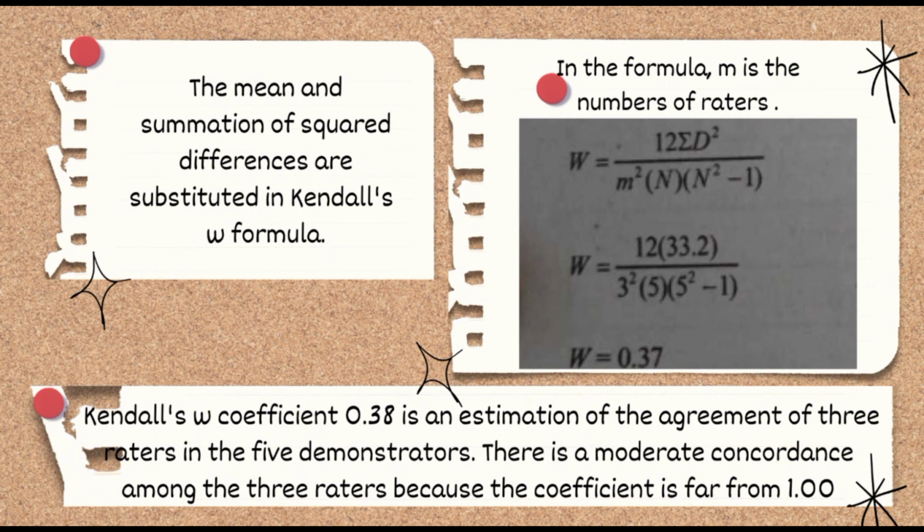So now from the book, Kendall's coefficient of 0.38 is an estimation of the agreement of the 3 raters in the 5 demonstrations. But there is a moderate concordance among the 3 raters because the coefficient is far from 1. And please correct me if I'm wrong, Kai. I think there are various kinds of agreement depending on the answer we get from using this Kendall's formula. And since our answer is far from 1, then our agreement is a moderate concordance.